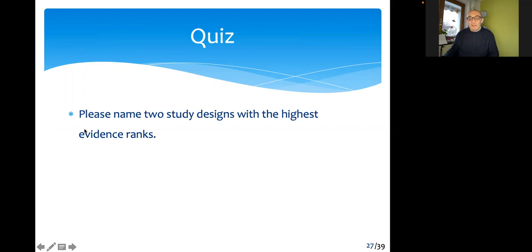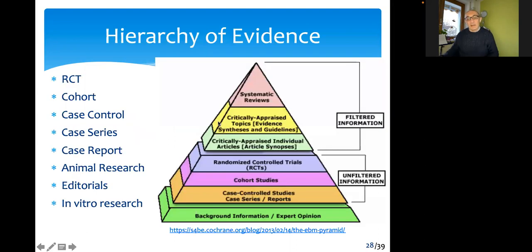Another quiz. In these slides, I have many quizzes. Please name two study designs with the highest evidence ranks. So there are different study designs, like cross-sectional studies, cohort studies, case control studies, randomized control studies, etc. And these have their evidence rank. What are these ranks? Here they come.